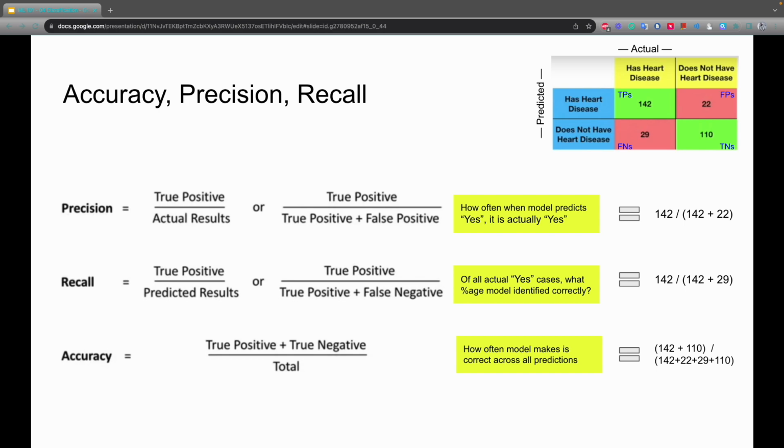Precision measures how often, when the model predicts yes, it is actually yes. Recall measures, of all the yes cases, what percentage was the model able to identify correctly. Note that precision and recall are specific to one of the classes. And accuracy measures, of all the yes and no predictions, what percentage are correct.